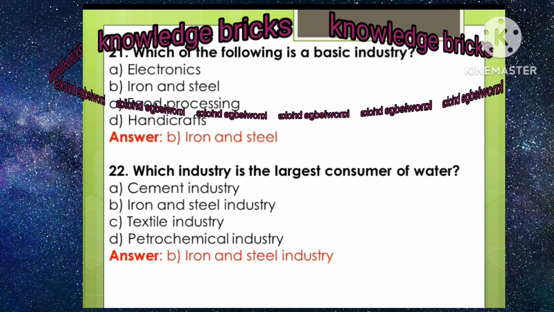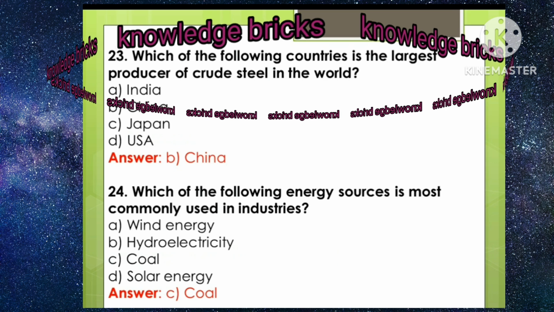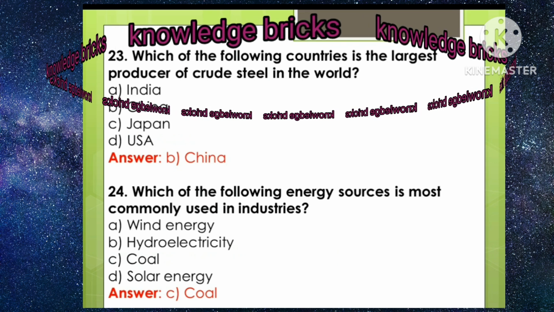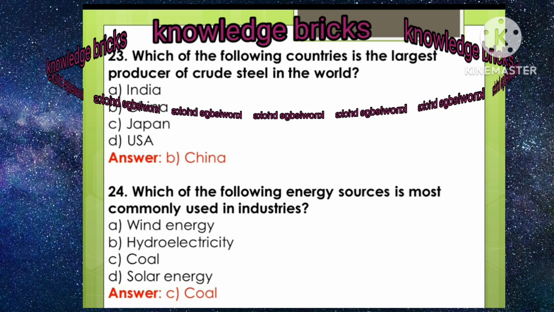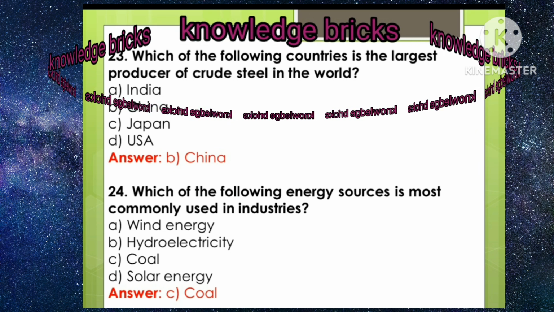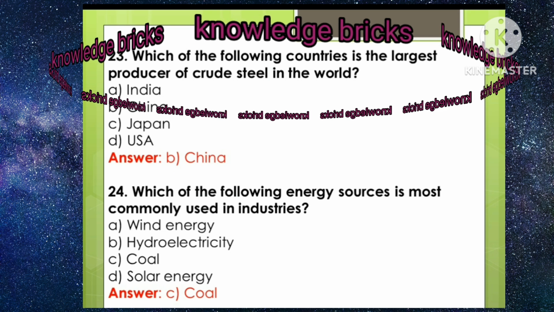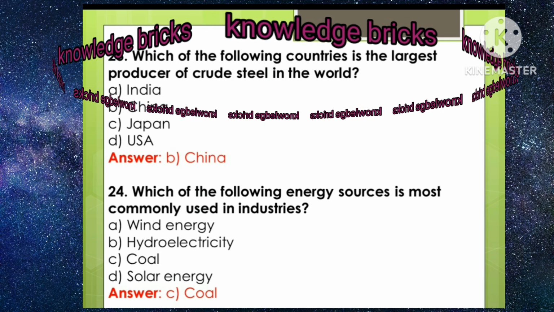23rd question. Which of the following countries is the largest producer of crude steel in the world? A. India. B. China. C. Japan. D. USA. And the correct answer is B. China. 24th question. Which of the following energy sources is most commonly used in industries? A. Wind energy. B. Hydroelectricity. C. Coal. D. Solar energy. And the correct answer is C.